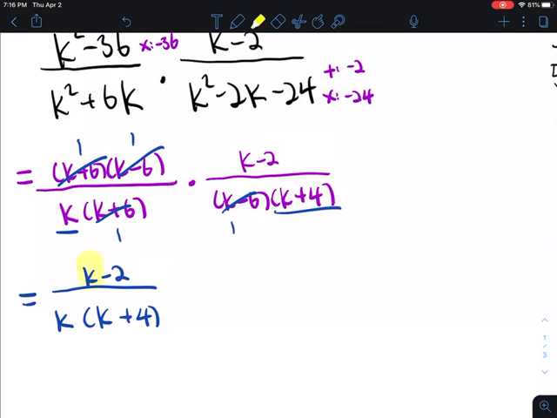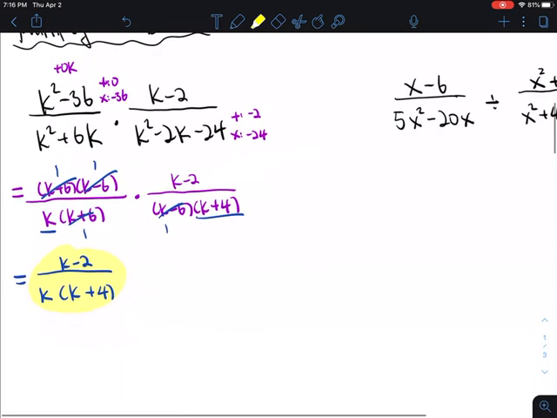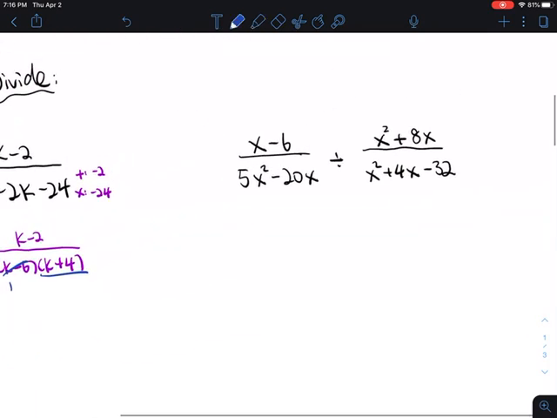Again, these k's I can't cancel out because the top is k minus 2, so that's not being multiplied, that's being subtracted. And there it is. Okay, so let's try one with division as well.